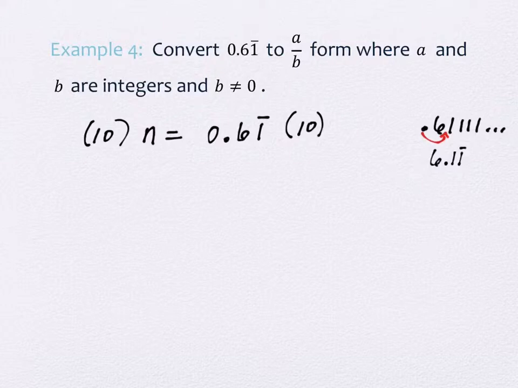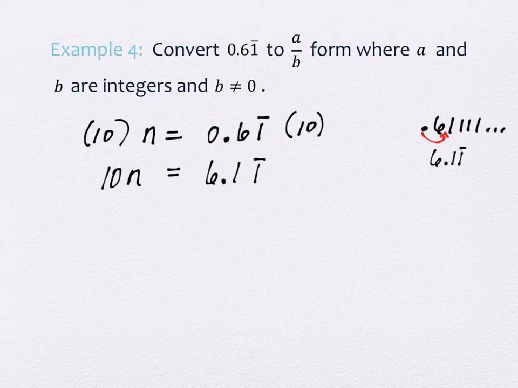And the bar was originally over the hundredths place, right? The second digit. So I want it to still be over that digit. So this will become 6.11 repeating. And on the left it's 10n. Okay, multiplied by 10 because only one number repeats. But I simply wrote the number out longer.